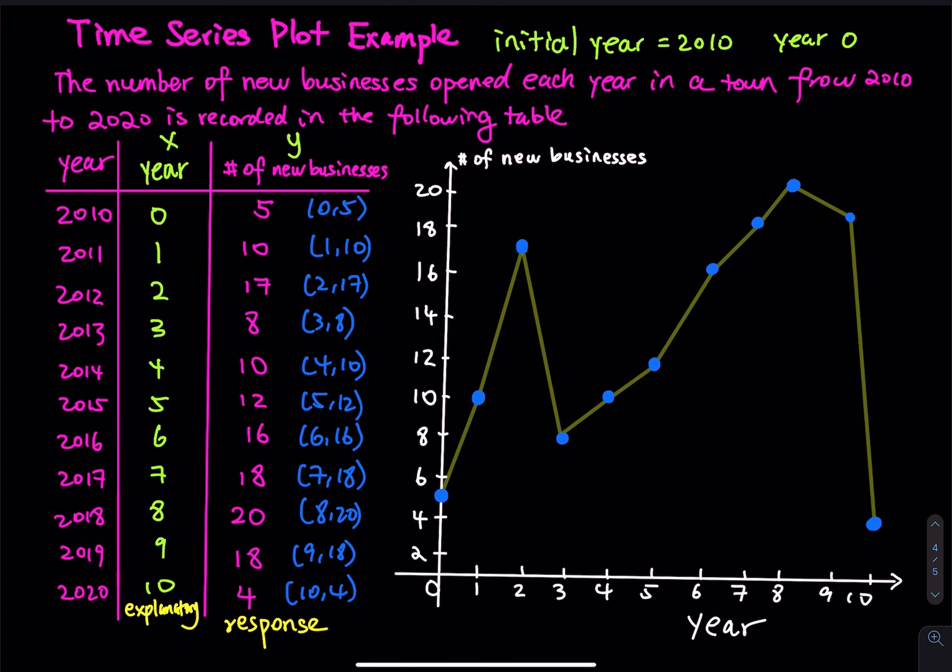So this is called a time series plot. Again, a time series plot is a scatter plot, but in a time series plot, one of the variables is regarding time, like year 0, 1, 2, 3, 4, 5, or you have day 1, day 2, day 3, all the way to day 7, day 8, or day 10, whatever you like to call it.